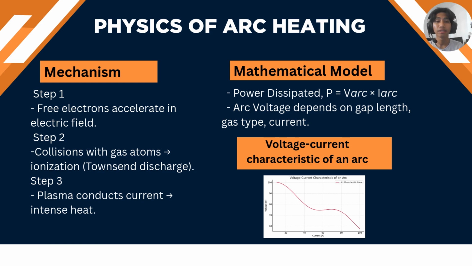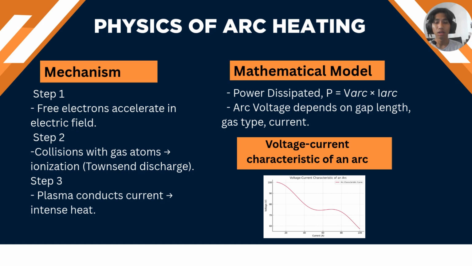Today I will present the physics of arc heating. Let's begin by understanding how an arc works. First, when we apply a high voltage across a gap, free electrons accelerate in the electric field. As they move, they collide with gas atoms, ionizing them. This process is known as the Townsend discharge. As molecules become ionized, they form plasma, which is a highly conductive ionized gas. Plasma is what allows the arc to sustain itself and produce instant heat, often exceeding 2000 degrees.